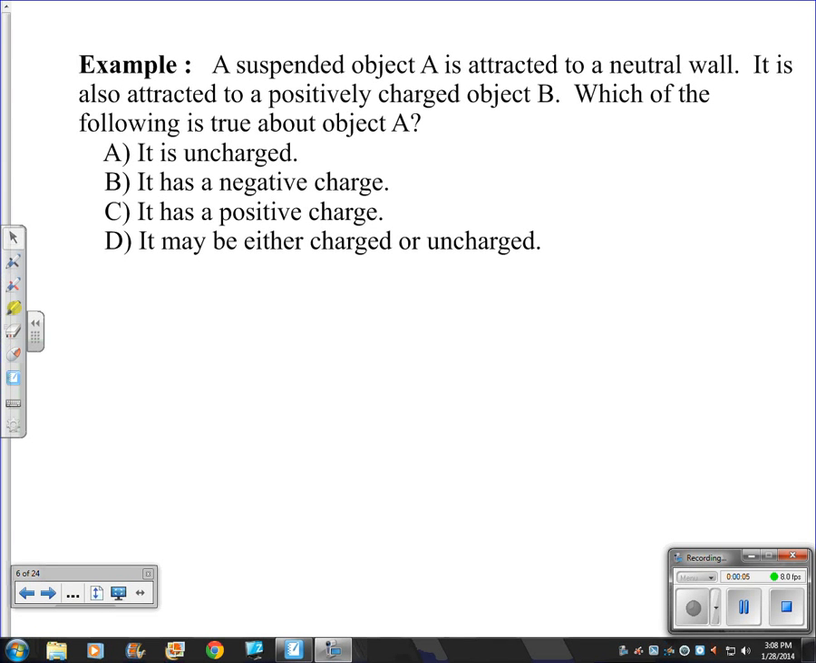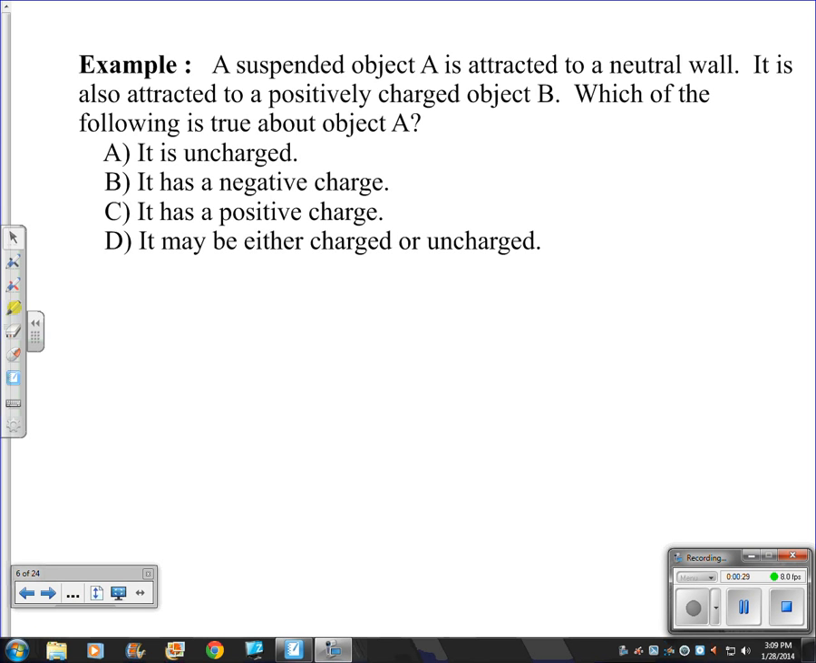Let's see if you understood what we learned about in the last Vodcast by looking at an example. A suspended object A is attracted to a neutral wall. It is also attracted to a positively charged object B. Which of the following is true about object A? It is uncharged, it has a negative charge, it has a positive charge, it may be either charged or uncharged.